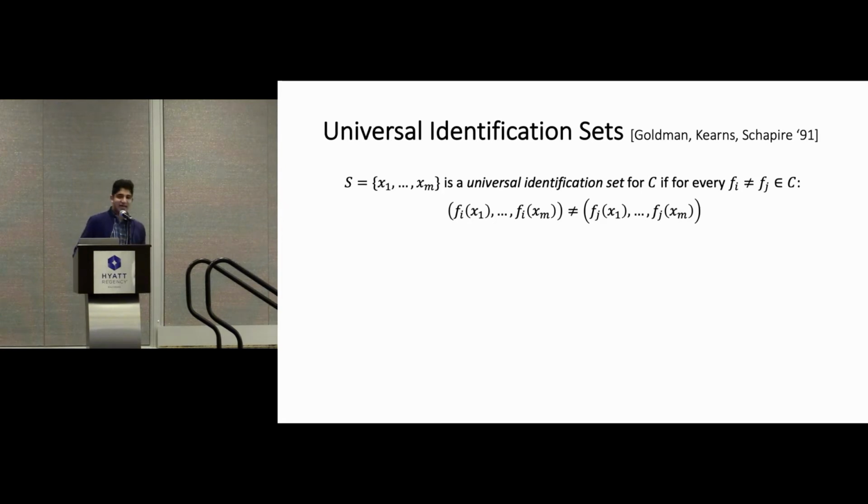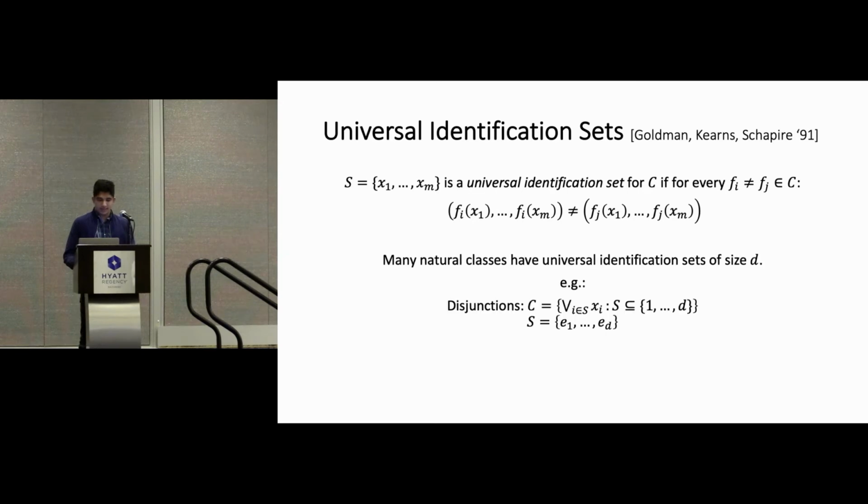Okay, now we'll actually get into some results. So we'll show the first result, which is the natural reduction from non-private learning of concept classes that have this universal identification set property to private learning of those same classes. Okay, so a universal identification set for a concept class is exactly what it sounds like. It's just M examples such that those M examples uniquely identify every element in the class. So any 2 concepts in the class differ in labeling at least 1 element in that set.